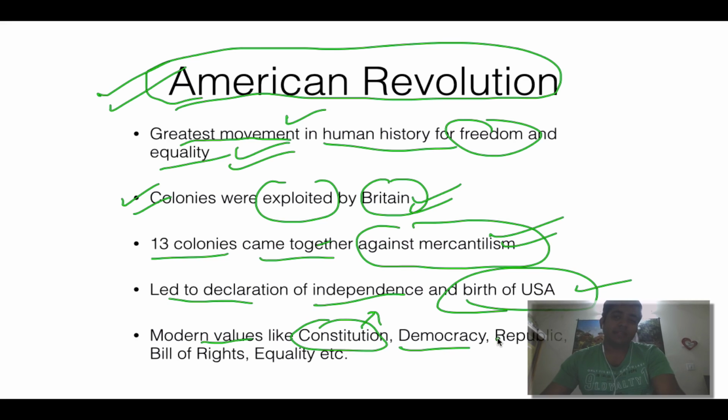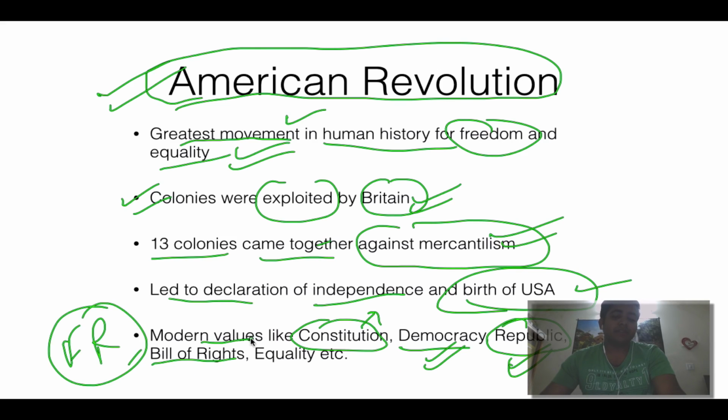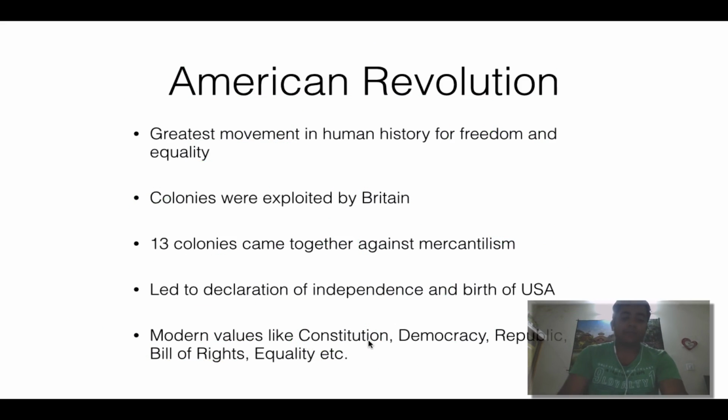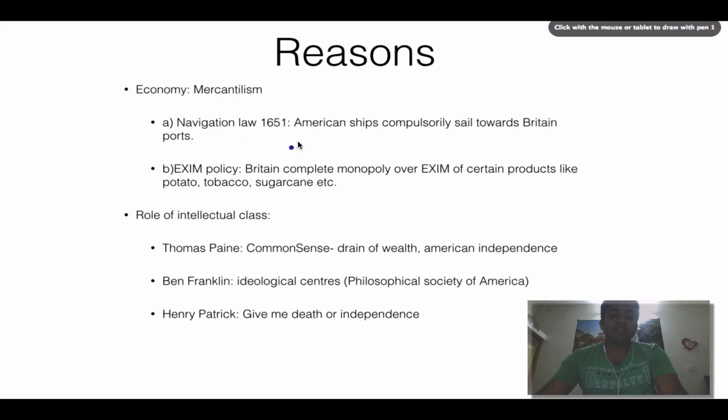Democracy was present in Greece also, but not on such a grand scale. Then republic, that is an elected head. Then Bill of Rights, the first time fundamental rights or Bill of Rights came into existence, and then equality, the principle of equality. So what were the reasons for this?